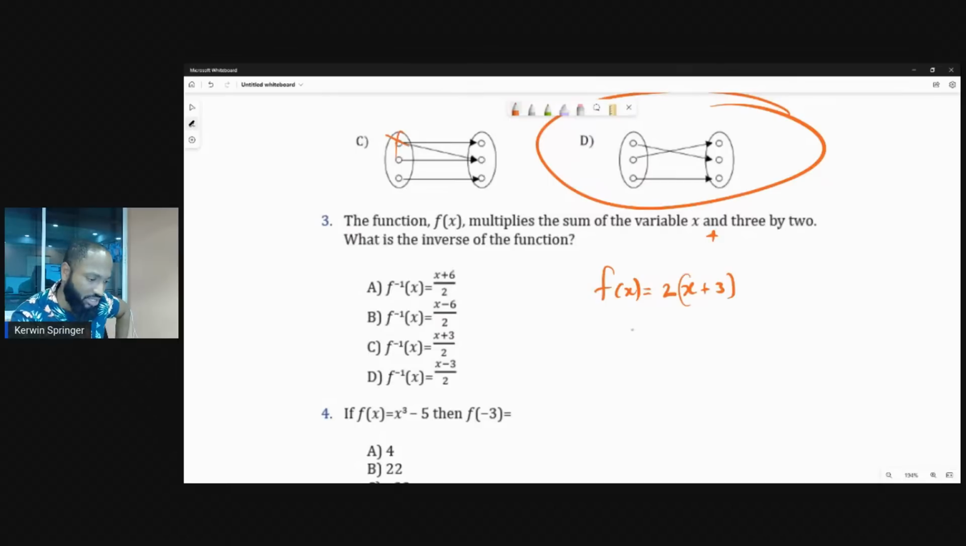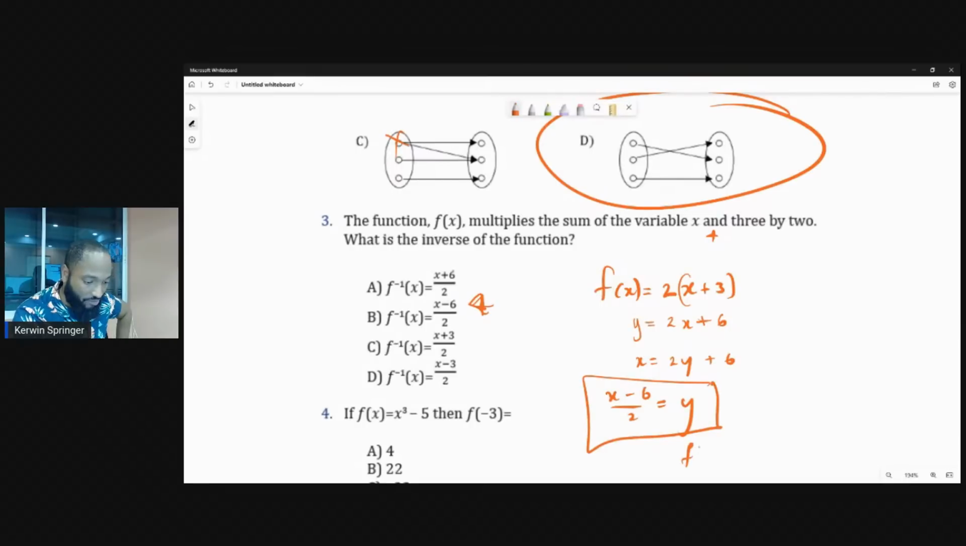All right, now let's do the whole thing. y is equal to 2x plus 6. Interchange variables. Does this make sense to y'all? Bring across, and make the new y the subject of the formula. So this is f inverse of x. The answer is actually B. B in this case.